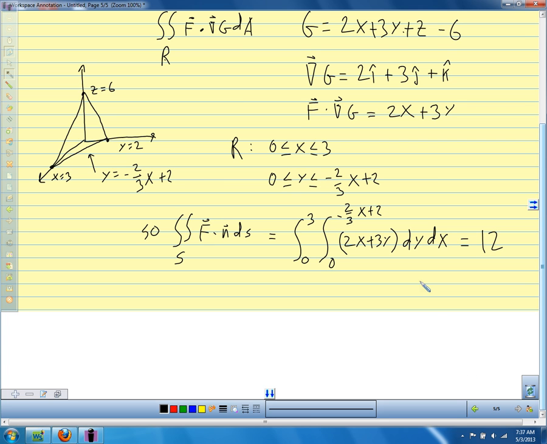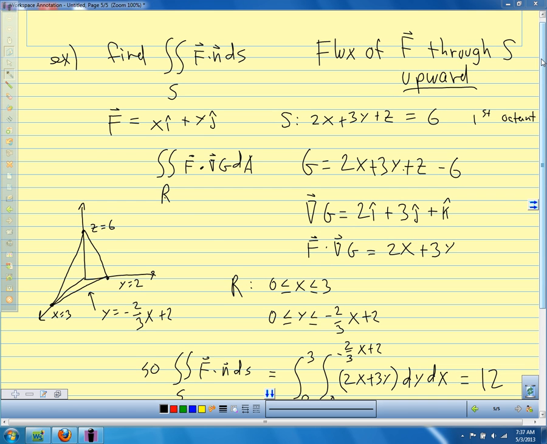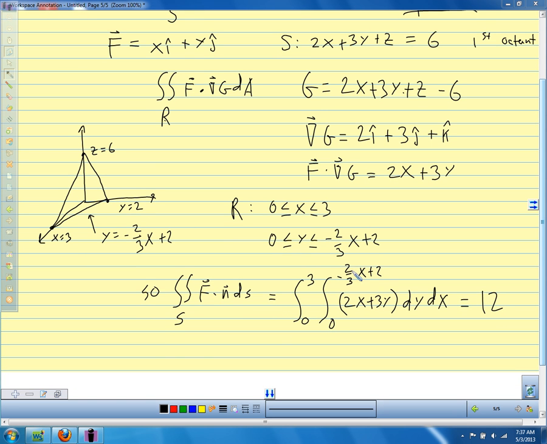So if we think of this as a liquid flowing through the surface, there would be 12 units of this liquid per unit time flowing through the surface. And our process here: express our surface as G of x, y, z equals 0, find del G, find our region in the xy plane, evaluate our double integral over that region of F dot del G.